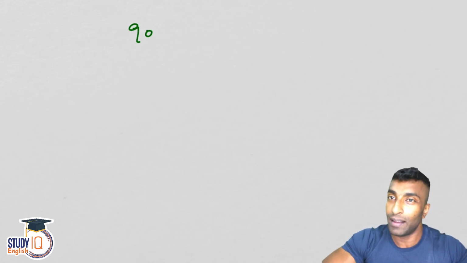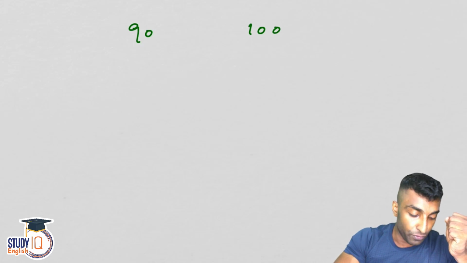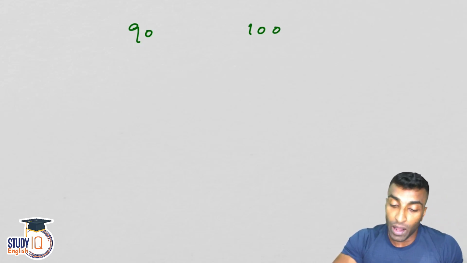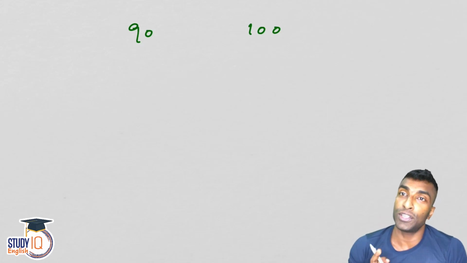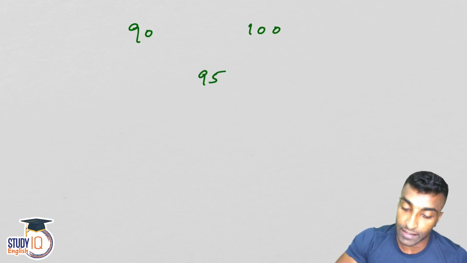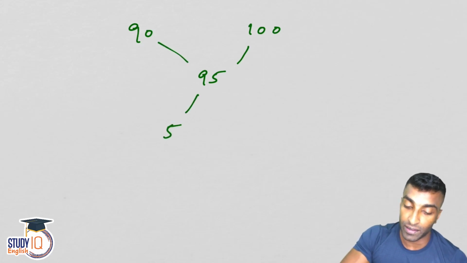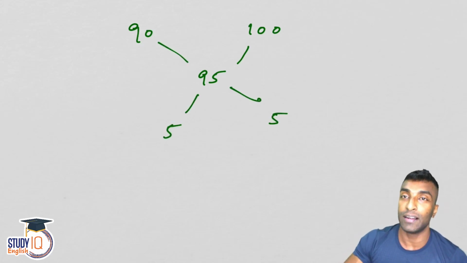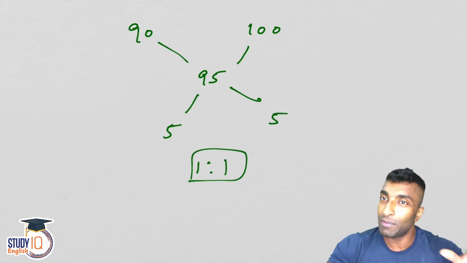Let's say I have one quality of rice which costs 90 rupees, another quality of rice which costs 100 rupees. Now I want to mix these two, and the mixture should cost 95 rupees. In what ratio can I mix? Let's say this is 95. Then simply you will be getting 5 here, 5 here. So what ratio? 1:1. This is actually simple average only. So it should be equal ratio.